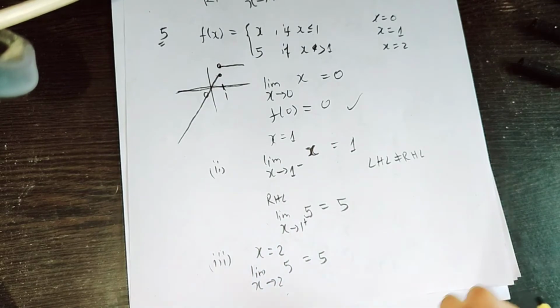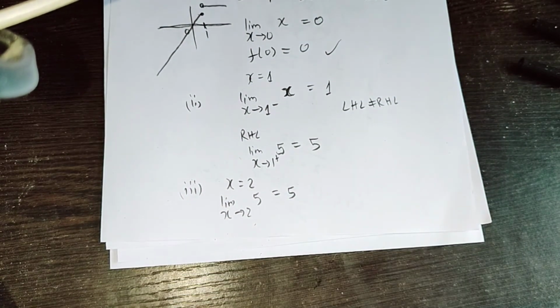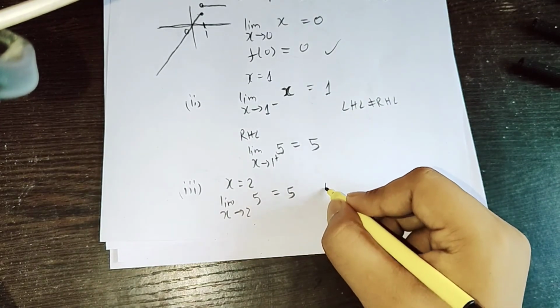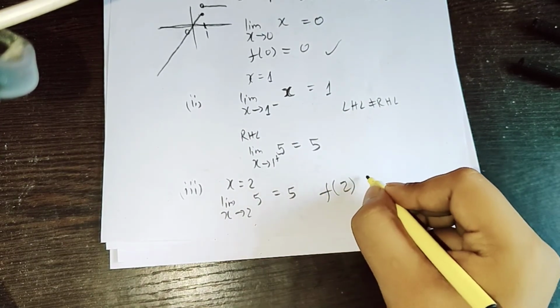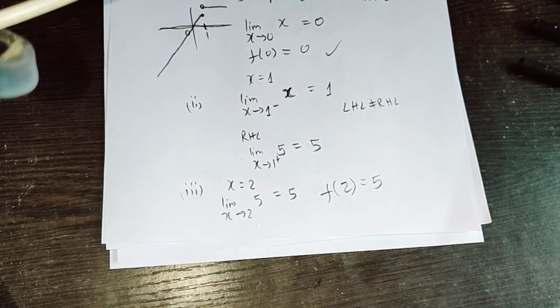And if you calculate RHL, whether LHL, it will also always come 5. Now we will calculate the functional value, which is f of 2, which comes 5. Since LHL equals RHL equals the functional value, it is a continuous function. So the point of discontinuity is 1 and the points of continuity are other than 1.